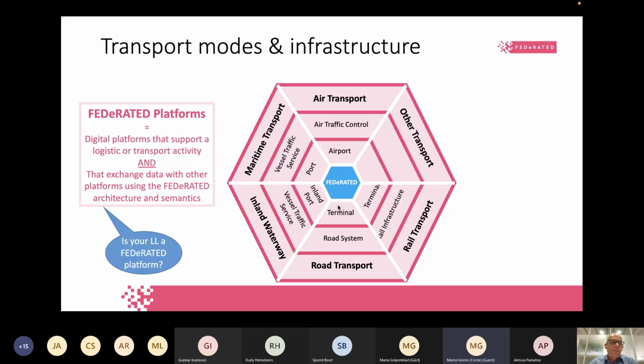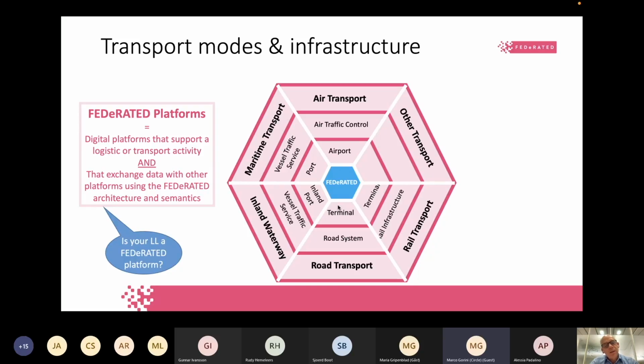And so here I have a proposed, not a definition, I wouldn't go as far as that, but what is federated platforms? So one way to describe it, and there may be many other ways, and it's an interesting debate to have, is they are digital platforms that support a logistics or transport activity, and they exchange data with other platforms using federated architecture and semantics. I think that if we look at a platform and it sort of matches that description, then we could argue that this is a federated platform.